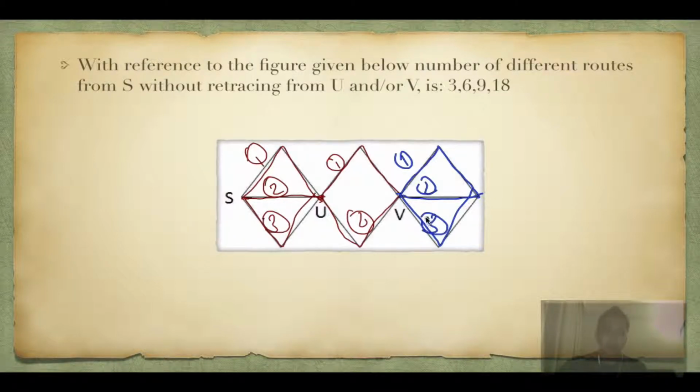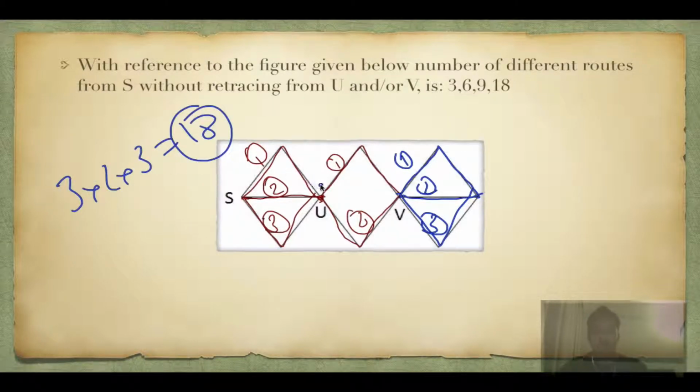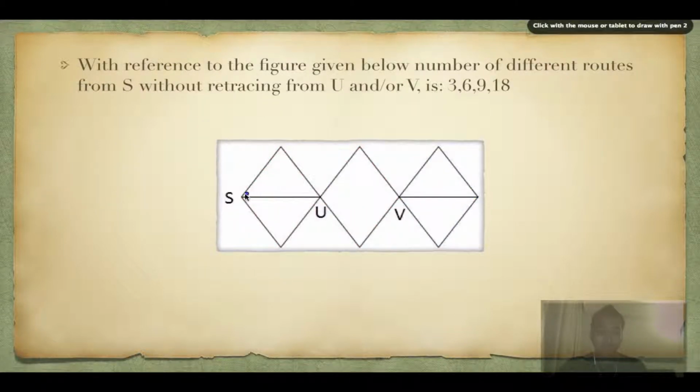Now I'll tell you what to do. It is obvious to most of us that it will be 3 into 2 into 3, which equals 18 routes. But for those for whom it is not obvious, just follow me here. The first path I can take is this. Is that understood? Absolute common sense. So this was the first path.